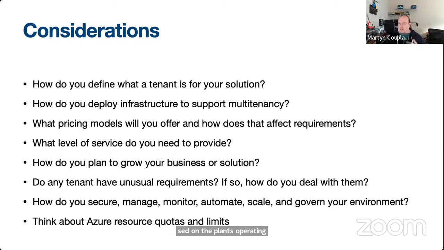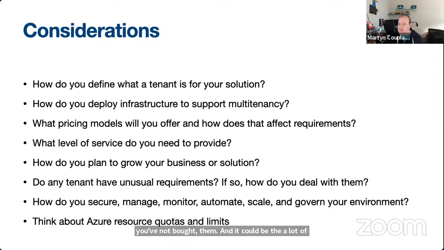And next one is around tenants with unusual requirements. How do you deal with them? It could be that you're writing a SaaS solution, you're trying to make it as generic as possible, but how do you deal with any unusual requirements that come in? Are those requirements actually unusual and it's just that you've not thought about them? And it could be that a lot of clients have those requirements.